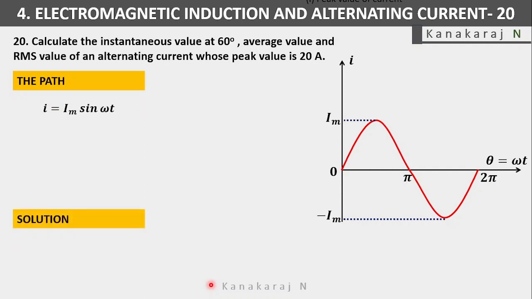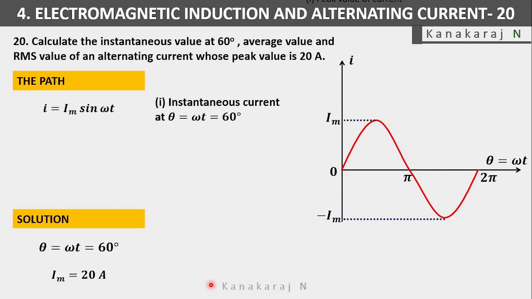What all the data are given? Two data are given: the maximum current and the theta value. 60 degrees and 20 amperes are given. First, we find the instantaneous value of the alternating current at theta equals 60 degrees. So I equals Im sin omega t. Im is 20. We know that omega t is theta, which is equal to 60 degrees.